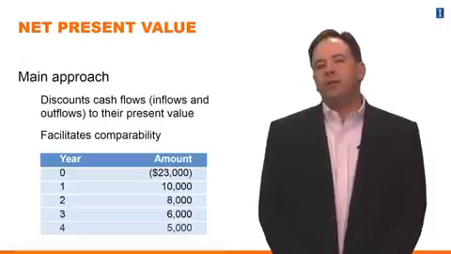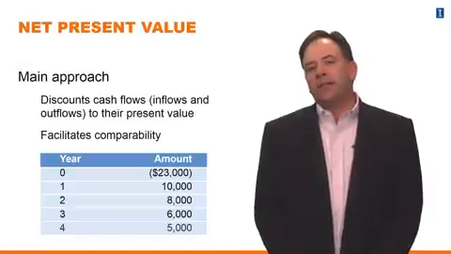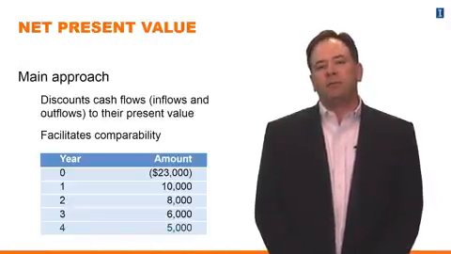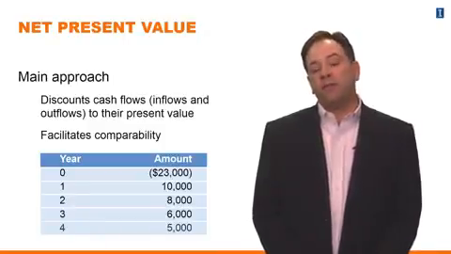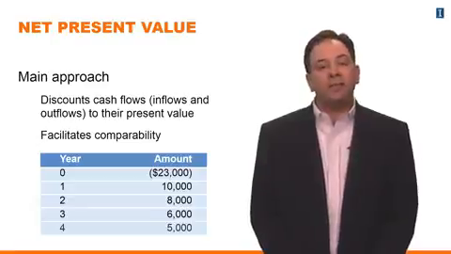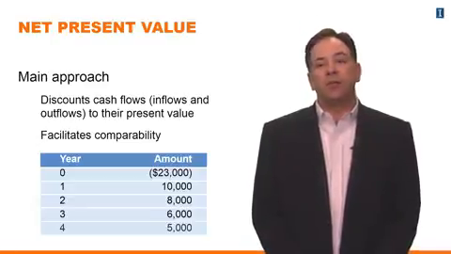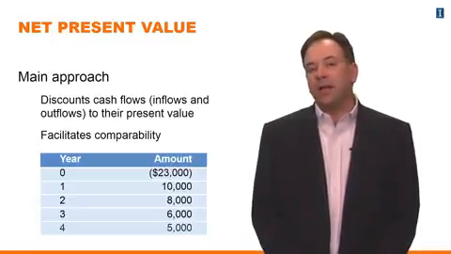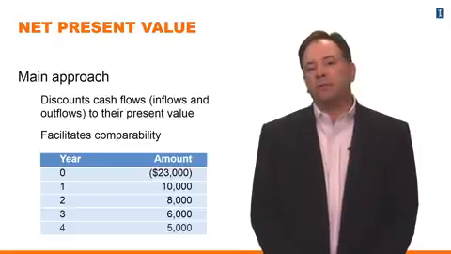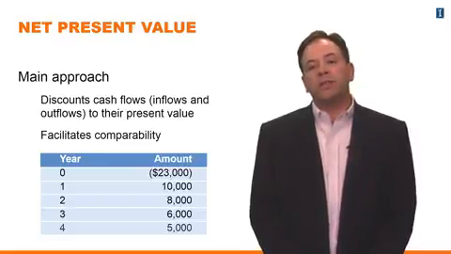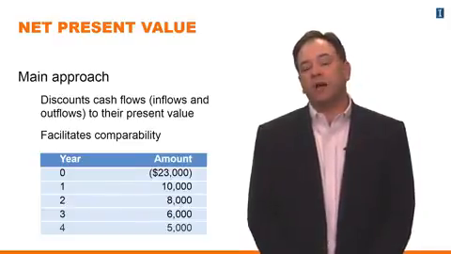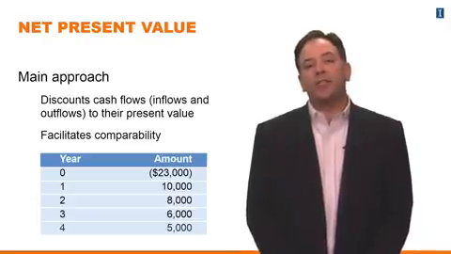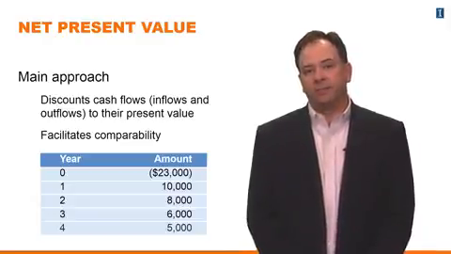Next, we're going to use the notion of the time value of money to calculate net present value. The main approach here is the discounting of cash flows, both inflows and outflows, to their present current day value. This ultimately facilitates comparability across multiple investment alternatives. But we'll just use the numerical example that we started with, Hogarth's bottling machine, for which they are investing $23,000 now and enjoying cash savings over the next 4 years.